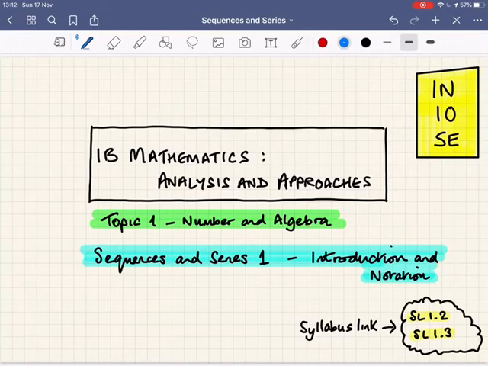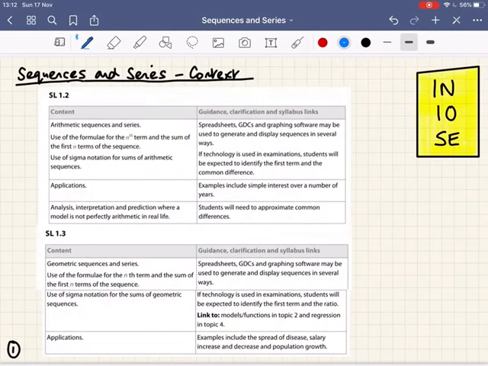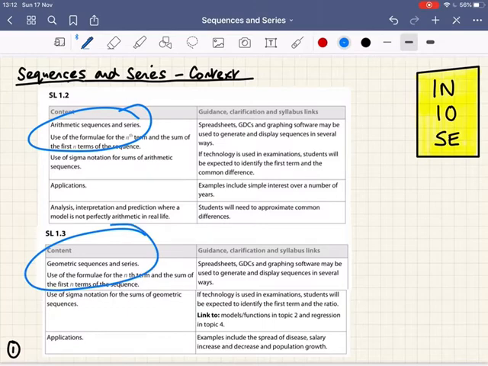Hello and welcome to this IB Maths Intense session on sequences and series. This is the first in a set of videos introducing and then expanding on this topic. It's an important topic in the area of number and algebra, and you'll see that it appears in many places on our syllabus. So SL 1.2 talks about arithmetic sequences and series, SL 1.3 geometric sequences and series.